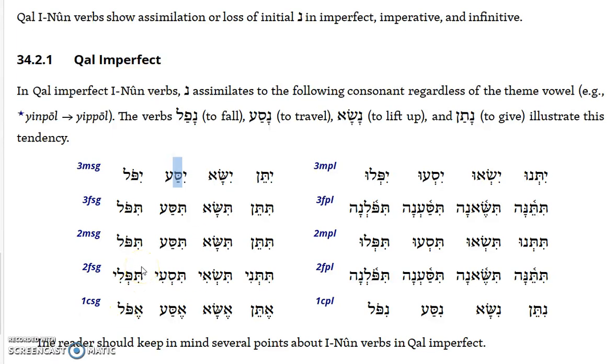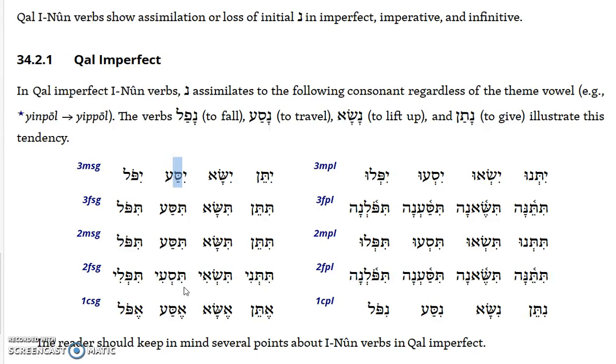Now, for the roots that have a sibilant in the middle consonant, there is going to be another complication. In places where you end up with a shva under the first consonant, the middle consonant of the root in the paradigm, then you're going to very likely lose your doubling. And so here you have, for nasa, to travel, yissa is he will travel, tissa is she or you will travel, but then you have you feminine singular is tis-e.